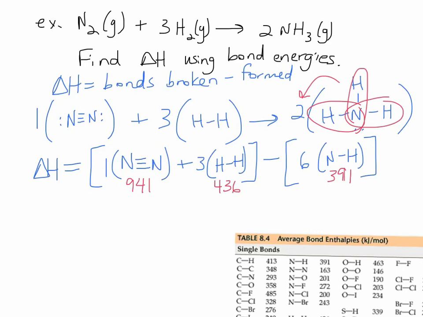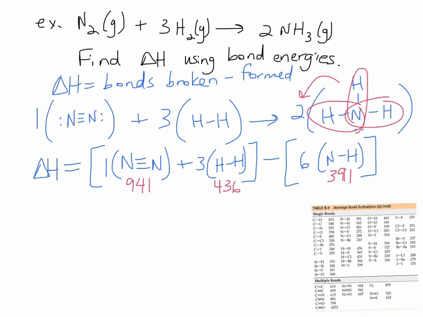So now we're going to do the math. Again, think about your order of operations. I will do 1 times 941 plus 3 times 436 minus parentheses 6 times 391. And when you do that math, you should get a delta H of negative 97 kilojoules per mole, also exothermic. So you're forming more stable products with stronger bonds.